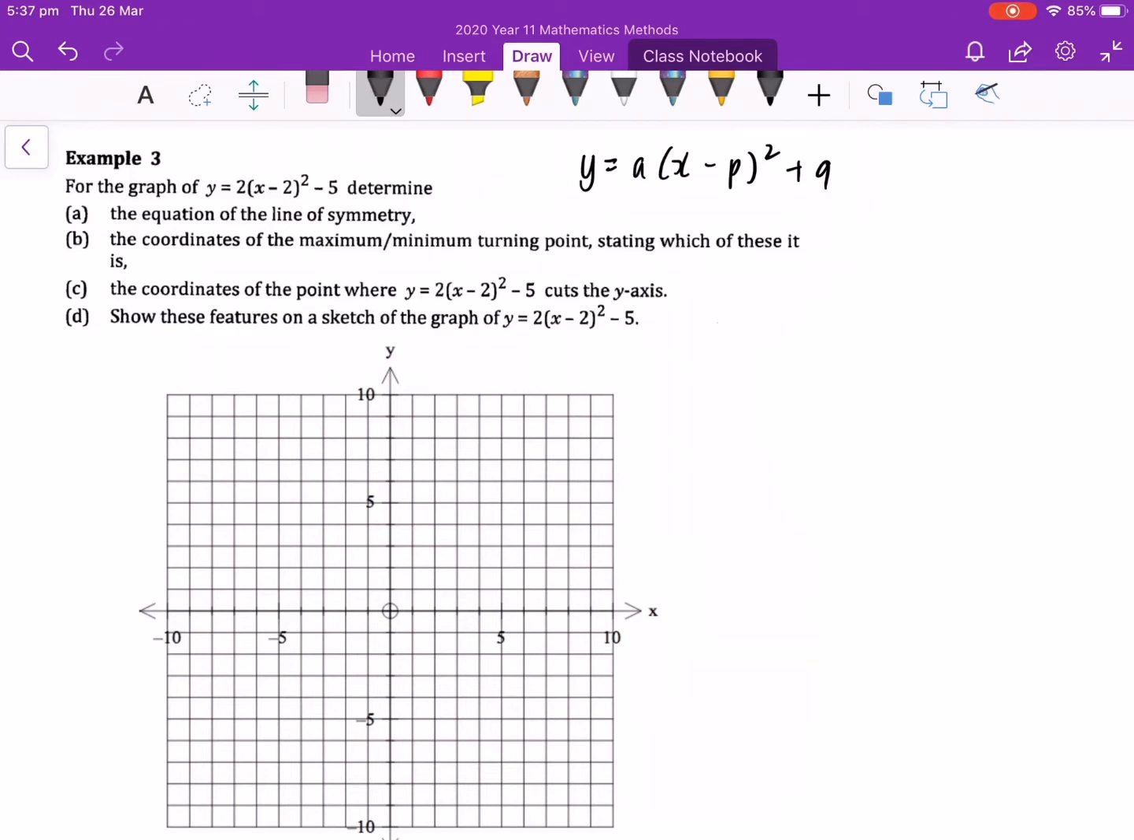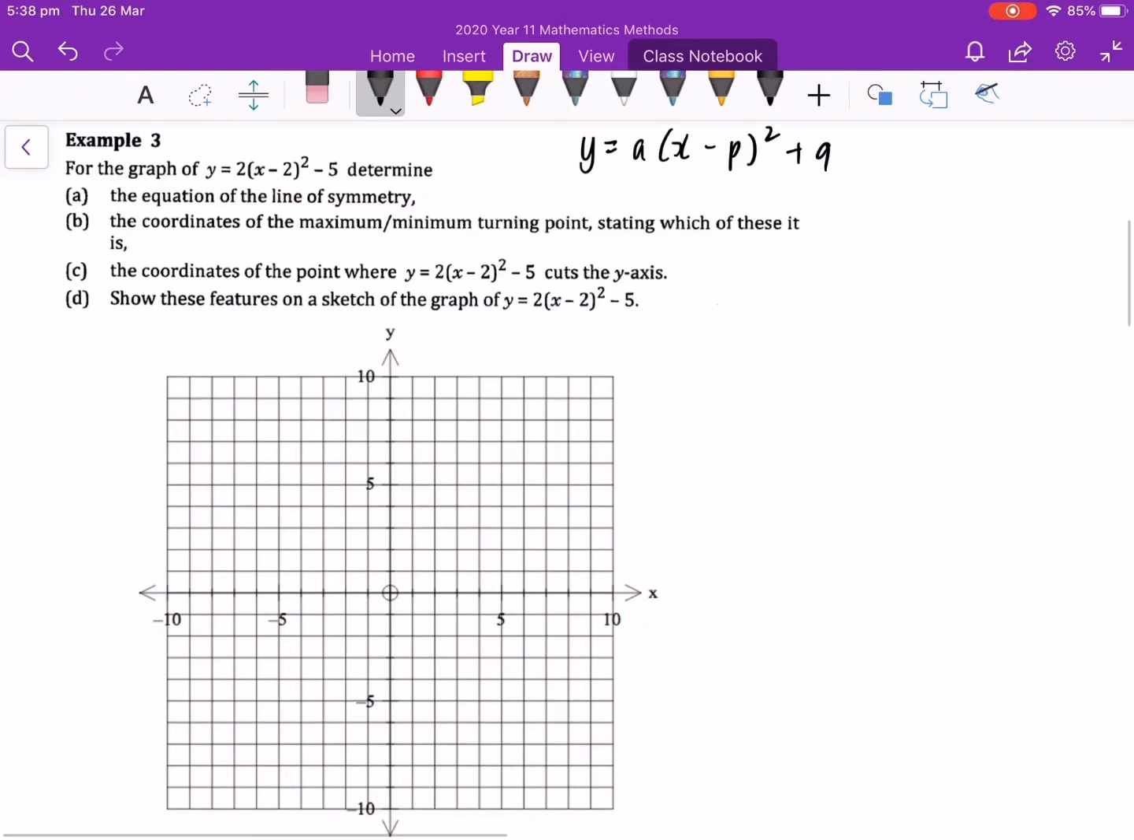So we're going to determine the line of symmetry, we're going to determine the coordinates of the minimum or maximum turning point, and state which one it is. So in other words, I'm trying to find the nature of the graph. I'm also going to determine the coordinates of the point where it cuts the y-axis, and this means your y-intercept, and then we're going to sketch it. Okay, so the first thing I'm going to do is find the line of symmetry.